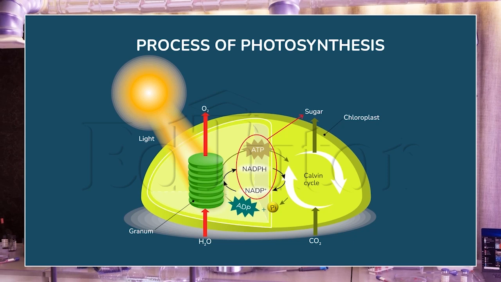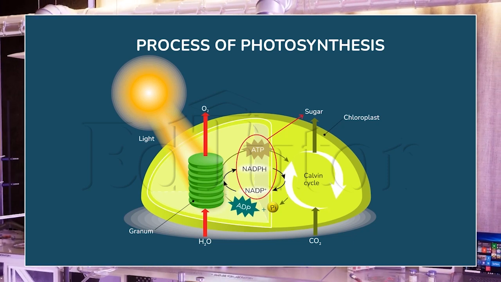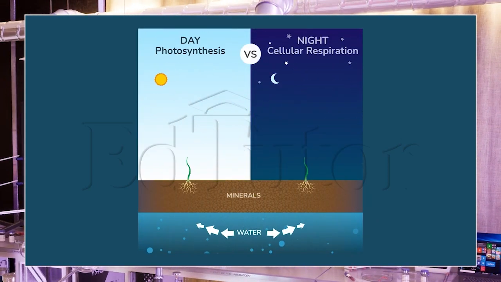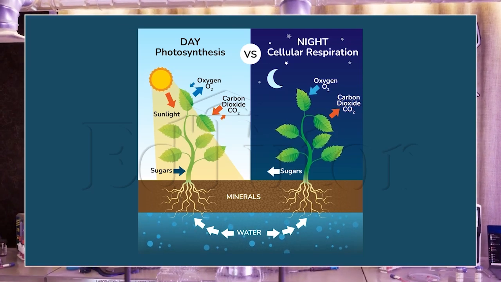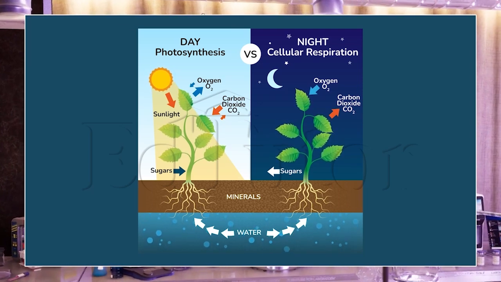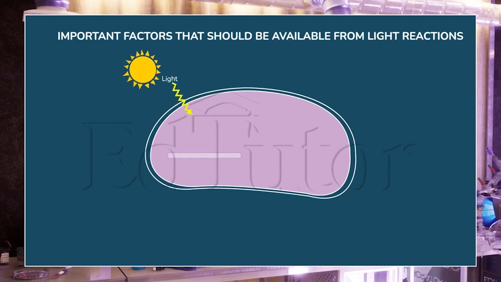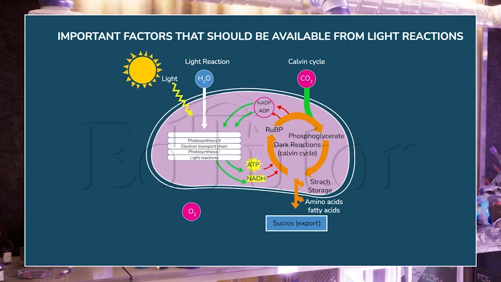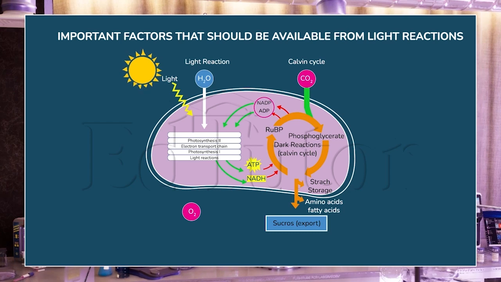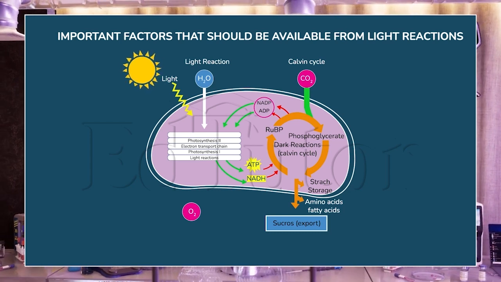This phase of photosynthesis is also called dark reactions because these reactions do not use light directly, but they can take place equally well both in light and dark. However, the condition for this is that NADPH2 and ATP of light reactions should be readily available.